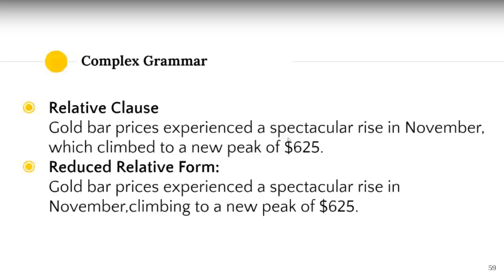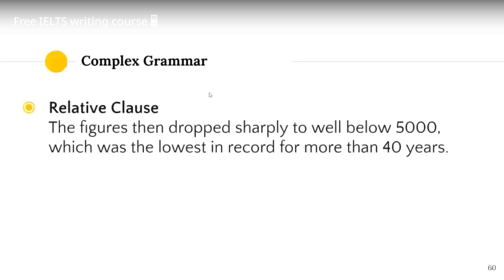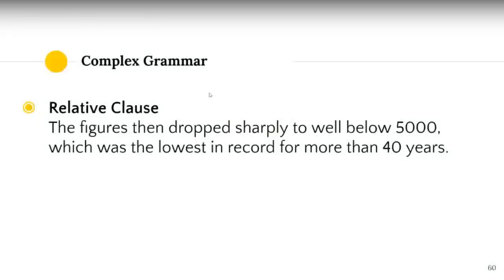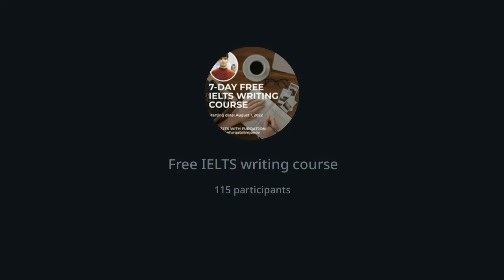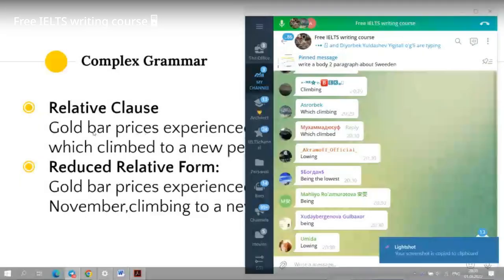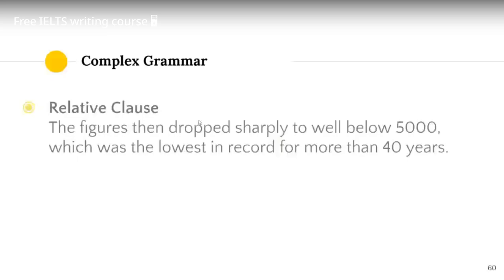So now let's do another task. The figures then dropped sharply to well below 5,000, which was the lowest on record for more than 40 years. How do you change this one? Okay, Muhammad Yusuf, you shouldn't say which climbing, that is not the correct answer. Okay, let me just send it to you guys. So this is the correct answer. Here's the answer. Okay, send your answers to the group. So you need to change the verb into an ing verb.